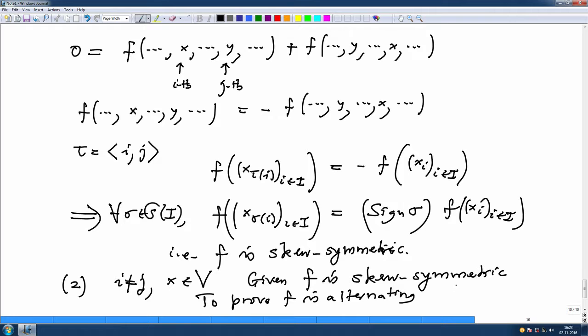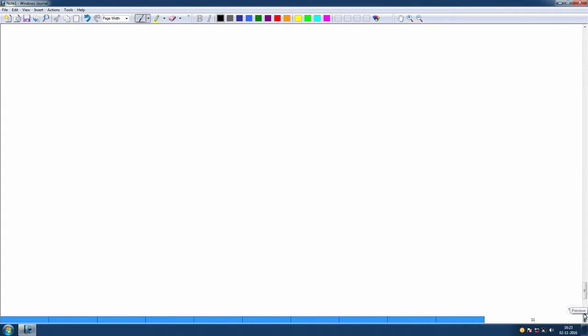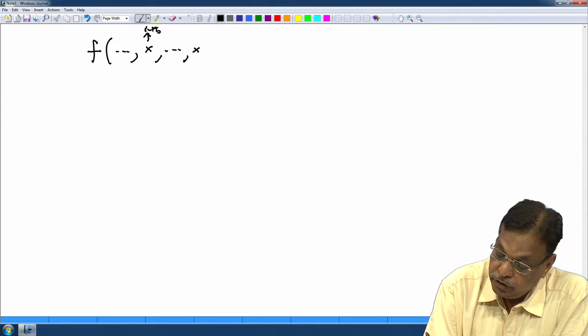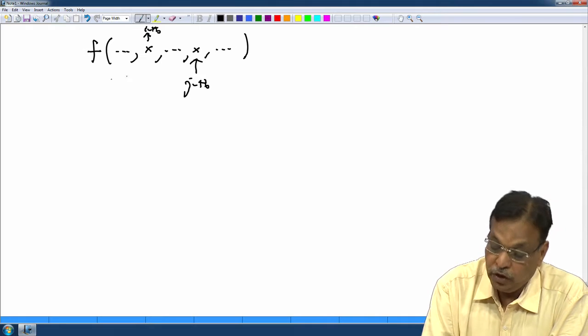And remember, we will have to use the condition that the characteristic of k is not equal to 2. So I want to show that f on any tuple which has at least two different components equal has to be 0 on such tuples. That is the meaning of alternating. So I need to prove that if I put x at the ith position and also x at the jth position, then such values are 0.